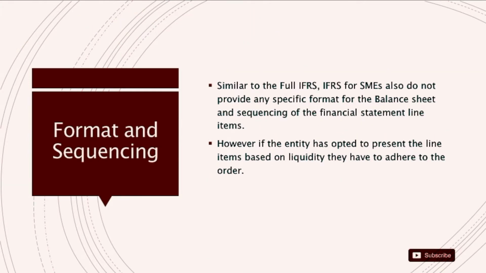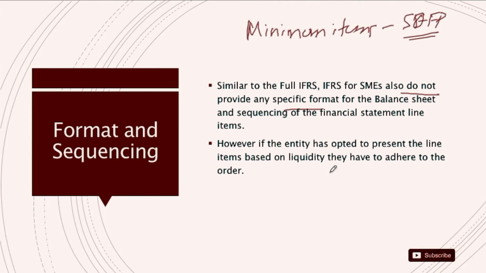Now let's understand the format and sequencing. One thing please keep in mind: just like IAS 1, IFRS for SMEs does not specify any kind of format for the statement of financial position. It only specifies the minimum items that need to be included in the statement of financial position.